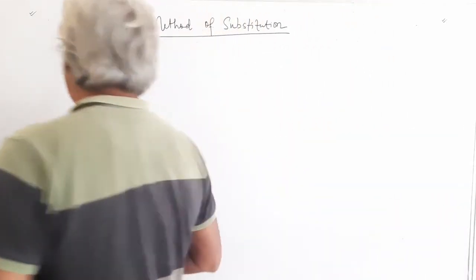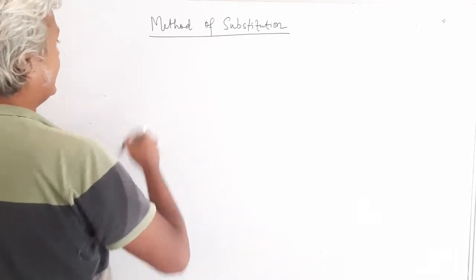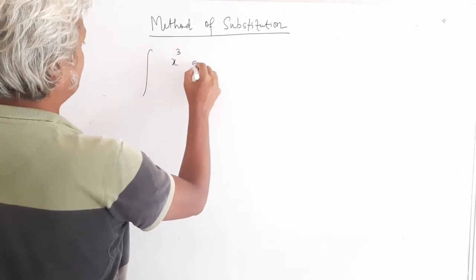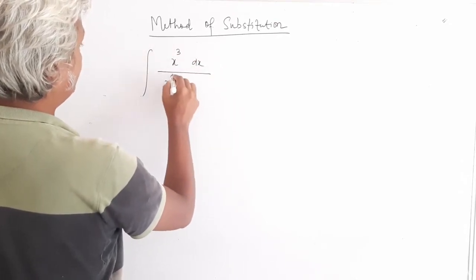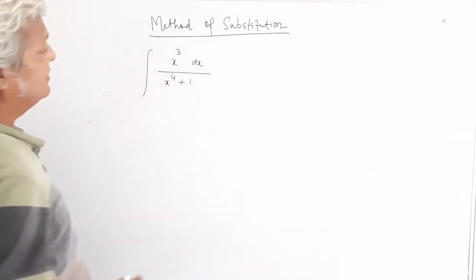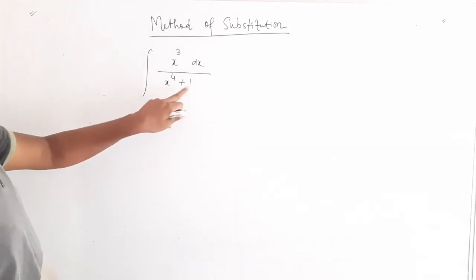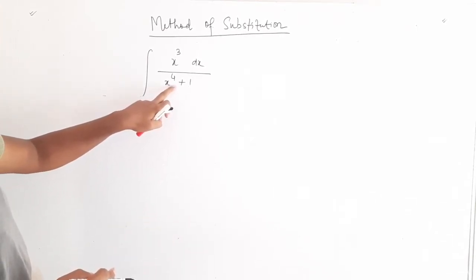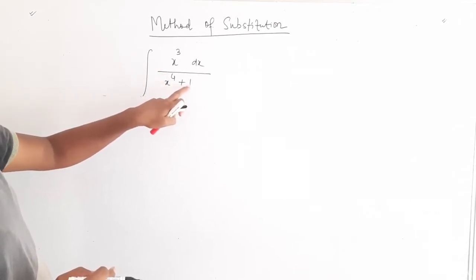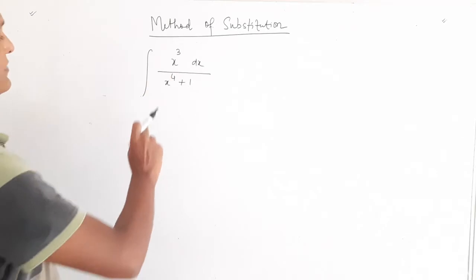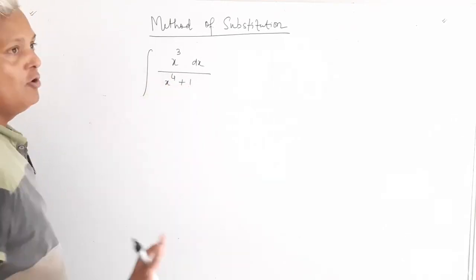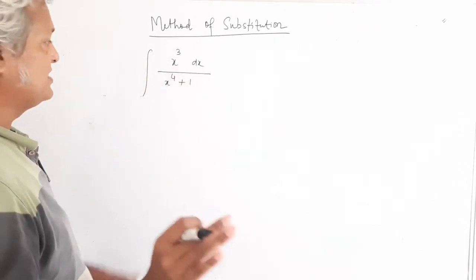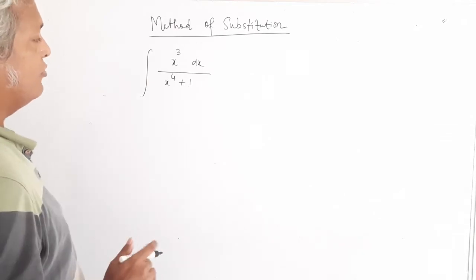Now for example, I am taking a question which goes like: integral of x cube dx over x to the power 4 plus 1. If you see x to the power 4 plus 1, suddenly it should click into your head that the differentiation of x to the power 4 is 4x cube and differentiation of this constant is 0. It means differentiation of x to the power 4 plus 1 will be 4x cube, and you are getting your desired term. It means you can substitute x to the power 4 plus 1 as something.